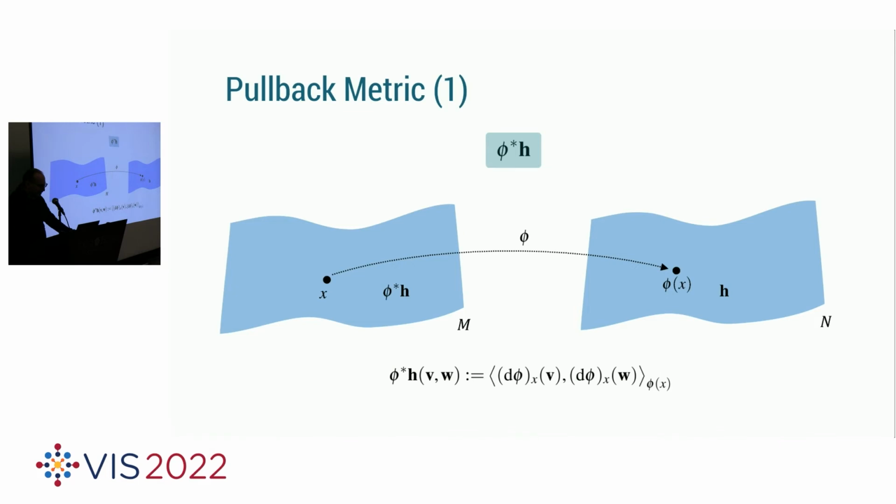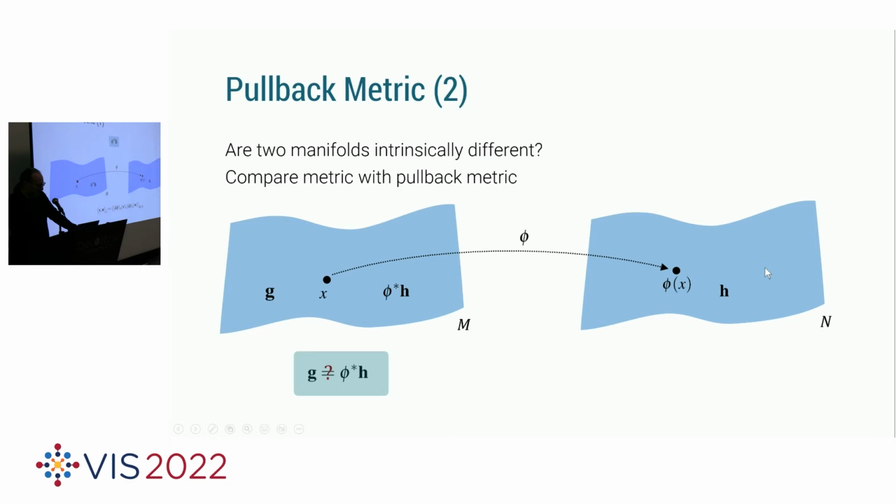We can write this in inner product notation or in tensor notation. It just means that we define an inner product on the left manifold M by transferring, or pulling back, the inner product on the manifold N. Now we could have a different metric on this manifold, which is called G. So we have a metric G here, and we had a metric H there. We pulled it back to the metric phi star H. Now we can compare these two. They could match or they could not match. In general, they're just very different.